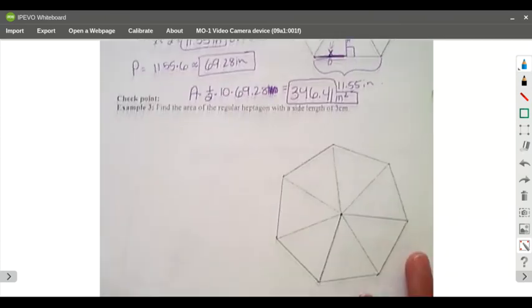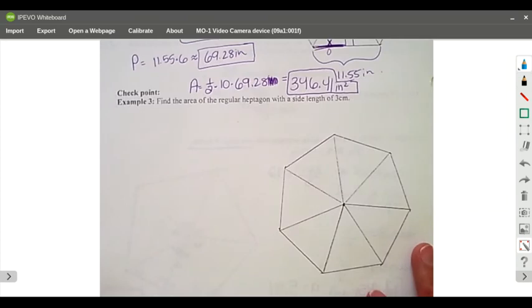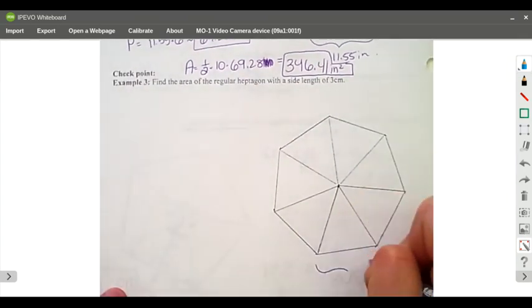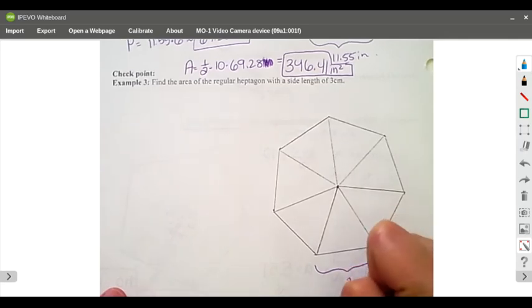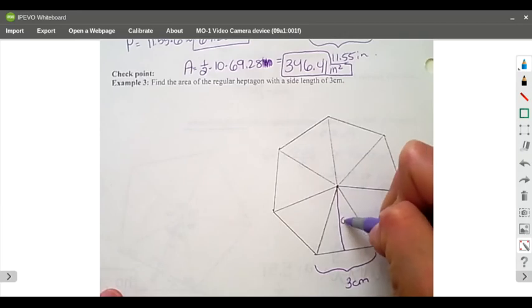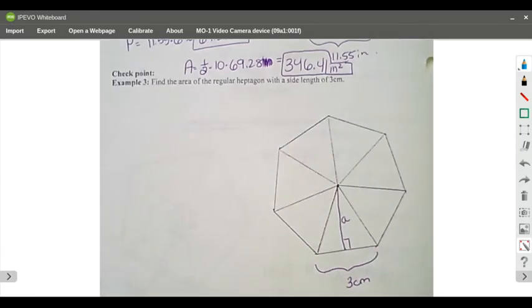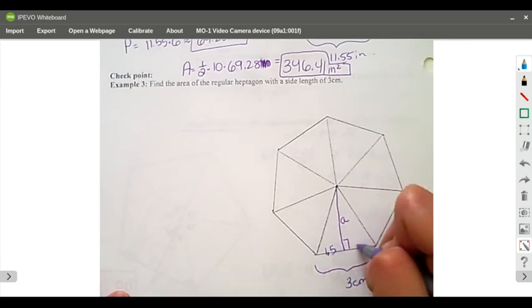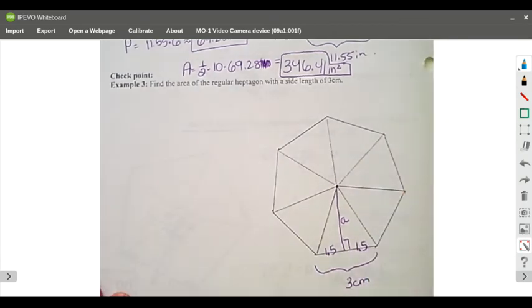Okay, we're going to do one more. The area of a regular heptagon, that's 7 sides, with the side length of 3 centimeters. So this is another one where you're given the side. So this is 3 centimeters. We need to find the apothem. And so to find the apothem, first, these are both 1.5, right? So now we need the central angle.